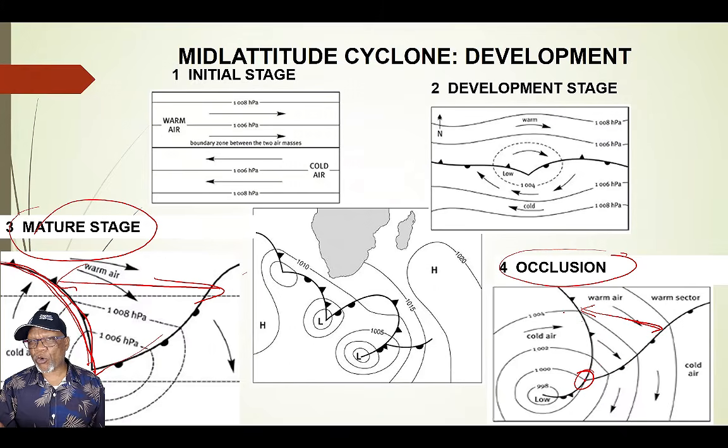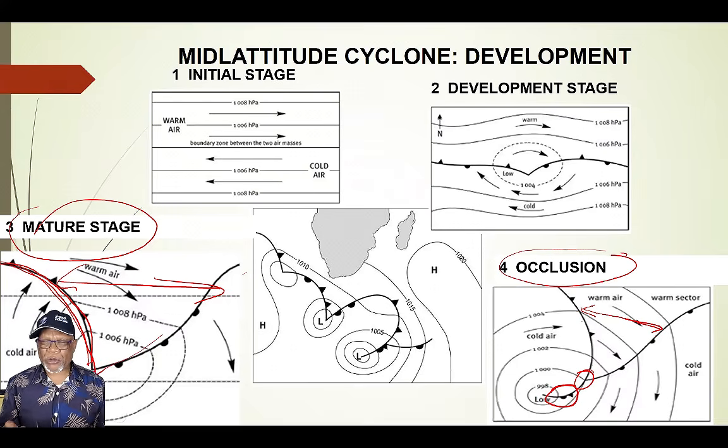So why does the cold front catch up with the warm front? Number one, the cold front moves faster. Why does it move faster? Because of the steeper gradient. And then it ends up catching up with the warm front. And why is the warm front moving slower? Because of the gentle gradient of the warm front. That is why the cold front catches up with the warm front. And then we have this stage whereby the two fronts are together, because the front that is faster managed to catch up with the warm front.